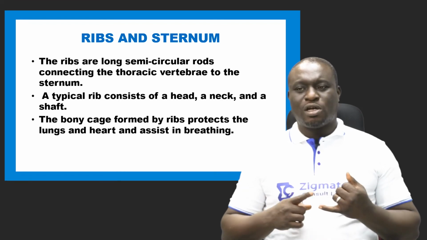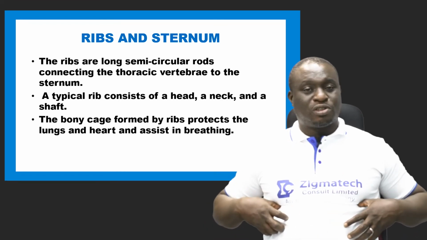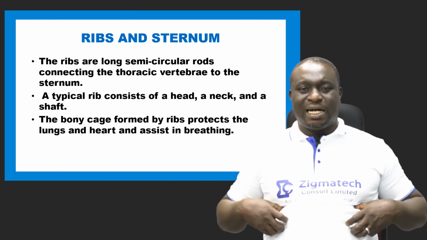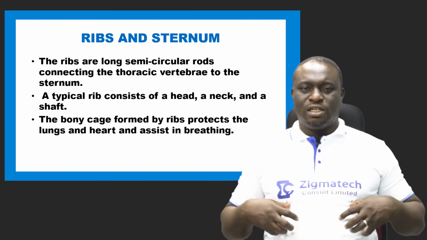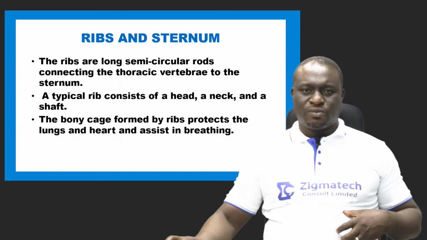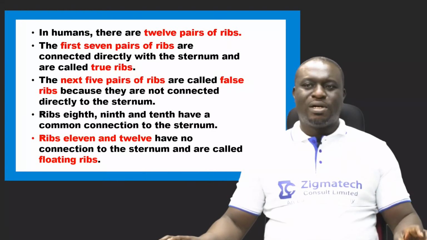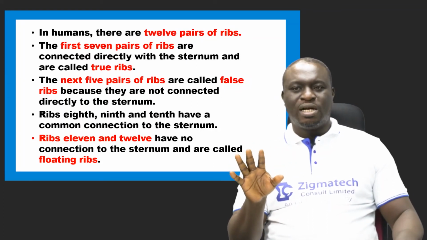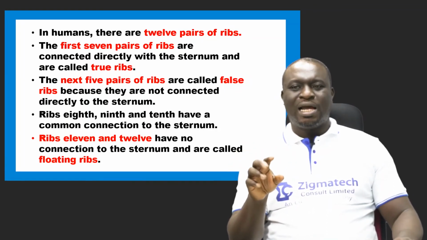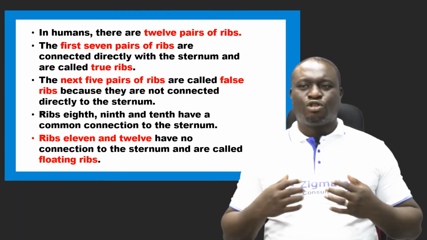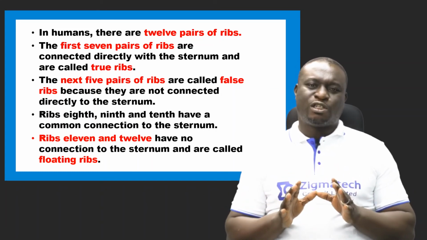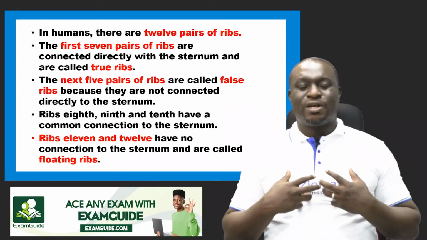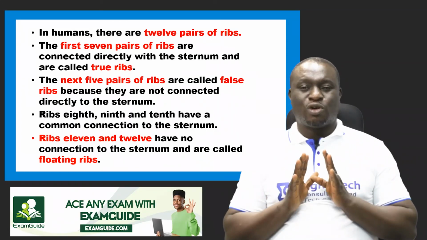The ribs form a cage which helps to protect the lungs and also protect the heart, and it also aids during breathing. Okay? Now, in humans, there are 12 pairs of ribs. The first 7 pairs of ribs are connected directly to the sternum, and they are referred to as the true ribs.